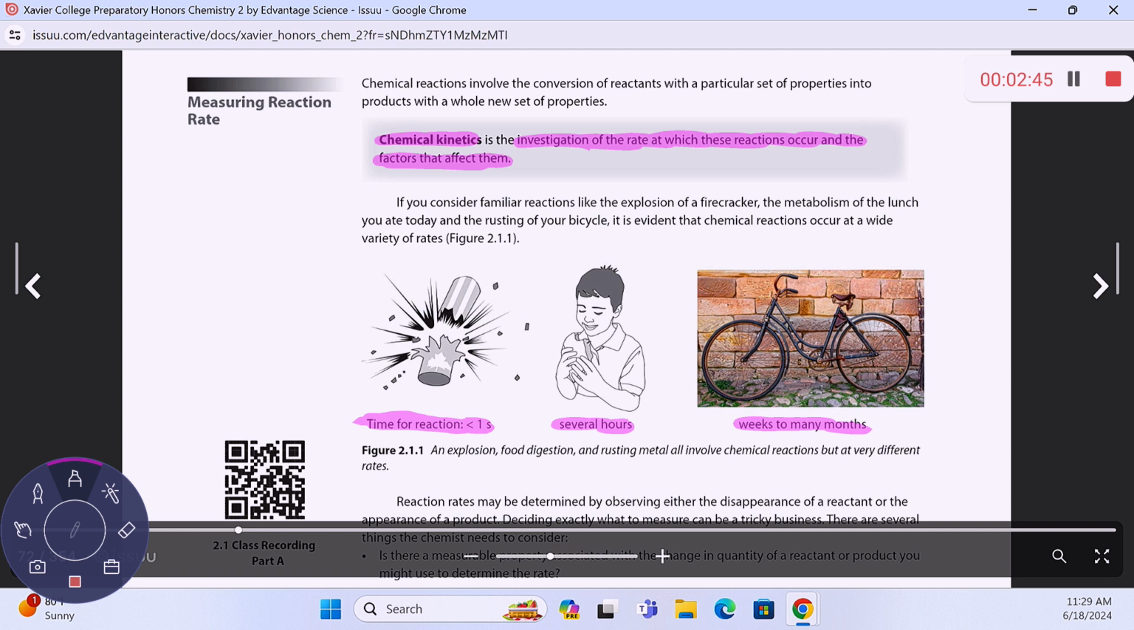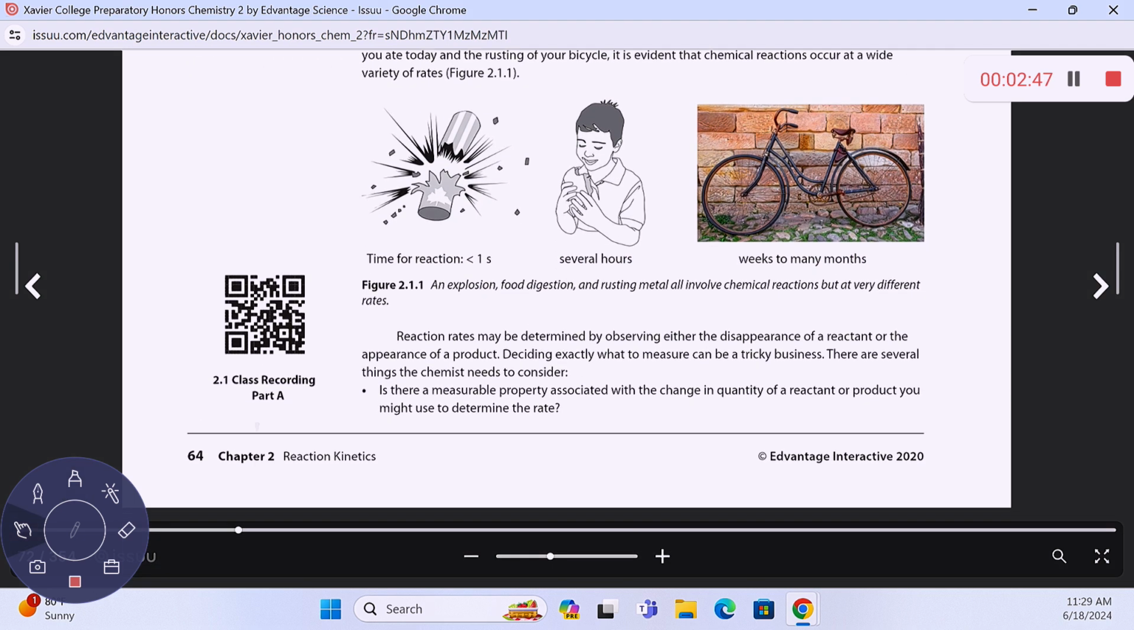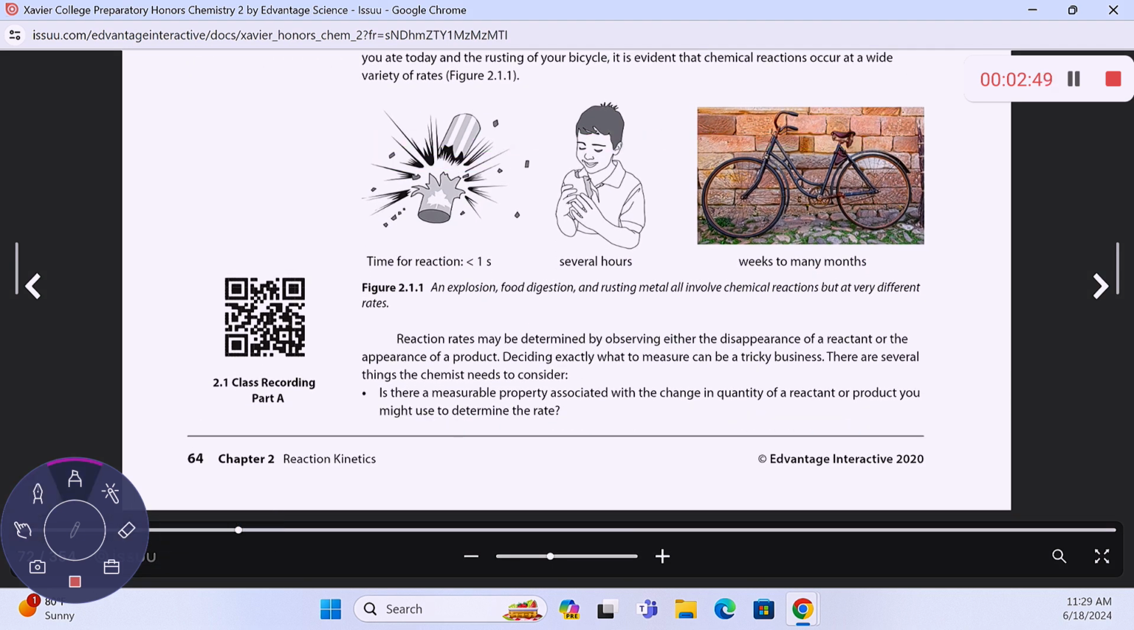You can either look at the disappearance of a reactant or appearance of a product over time. And deciding what you're going to measure depends upon what states of matter you have present, what you have in the lab that you could use to measure it with. Let's take a look at the top of the next page.